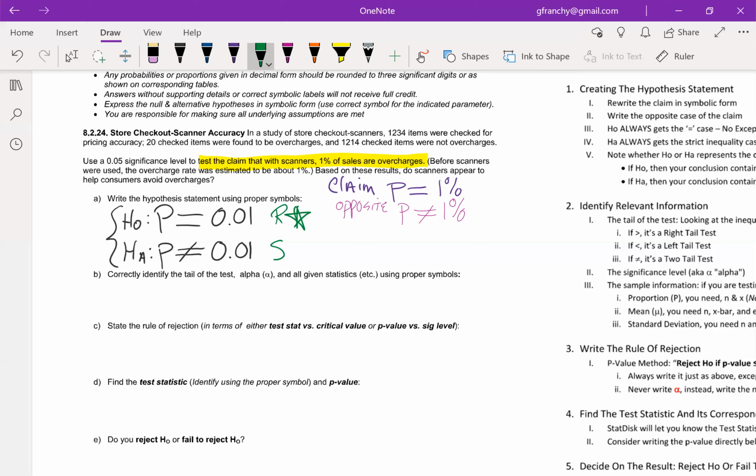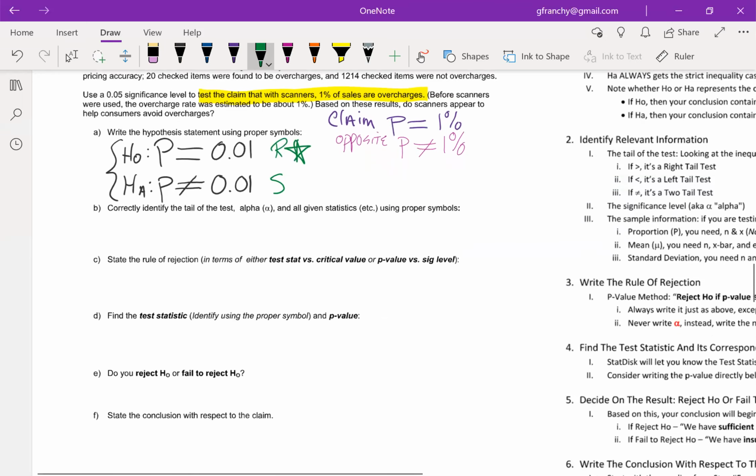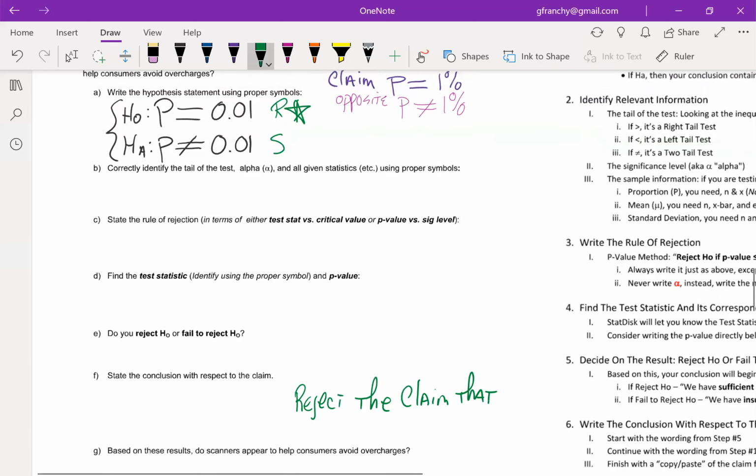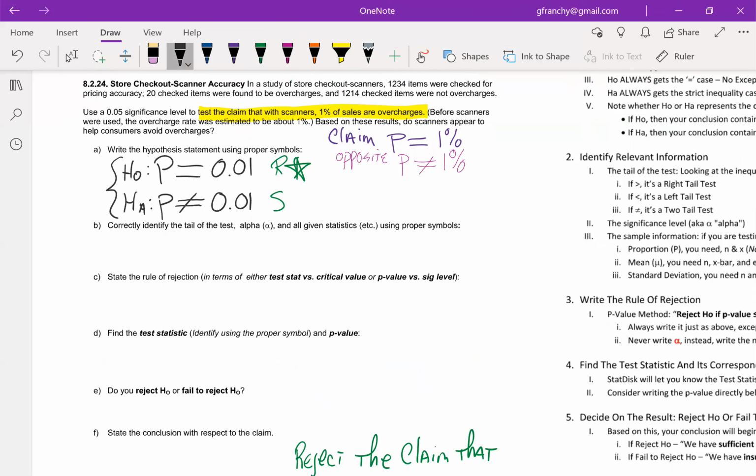So what that's actually telling us is when it comes time to write the conclusion with respect to the claim, we're going to talk about whether or not we reject, the R is for reject the claim, that. So that's about 1/3 of our conclusion. Another piece of our conclusion is actually writing what the claim was.